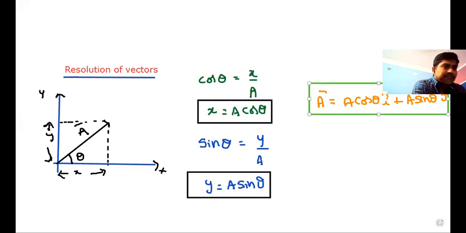For example, I consider another type here. If this is the x-axis and this one is the y-axis, and in the same way as in the previous case, the vector a bar is taken like this.